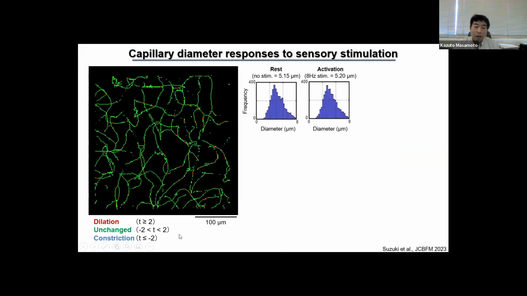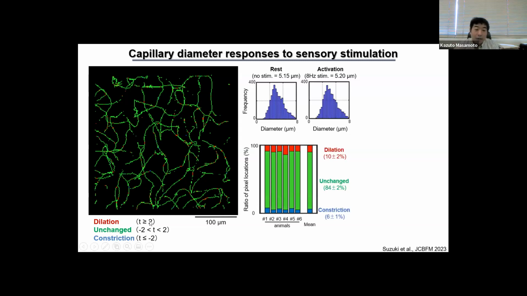To do that, we use a statistical method. We have 20 trials in each resting condition and stimulation condition. Basically, we use these capillary diameters to compare the variations across the 20 trials, and we calculated the t values between the resting and activation conditions at each measurement point. Then we characterize: if the t value is higher than 2, the red color indicates that the point is dilated, and the blue color indicates it is constricted. So basically, the green color indicates no statistical change.